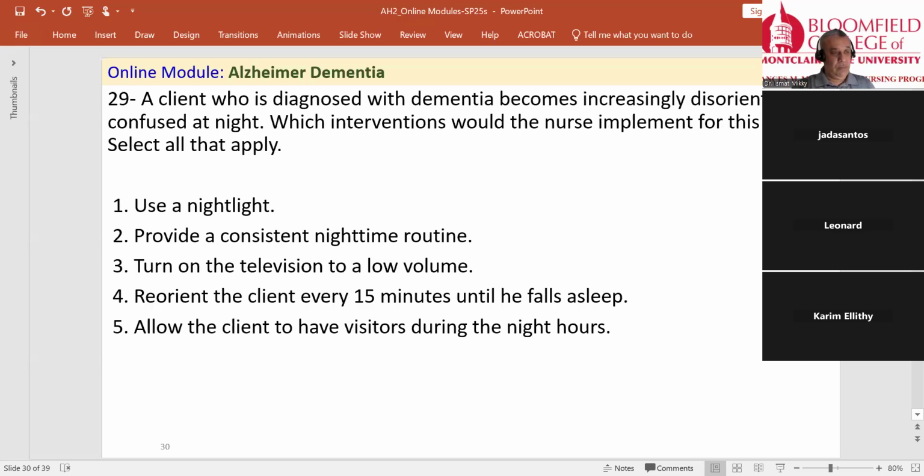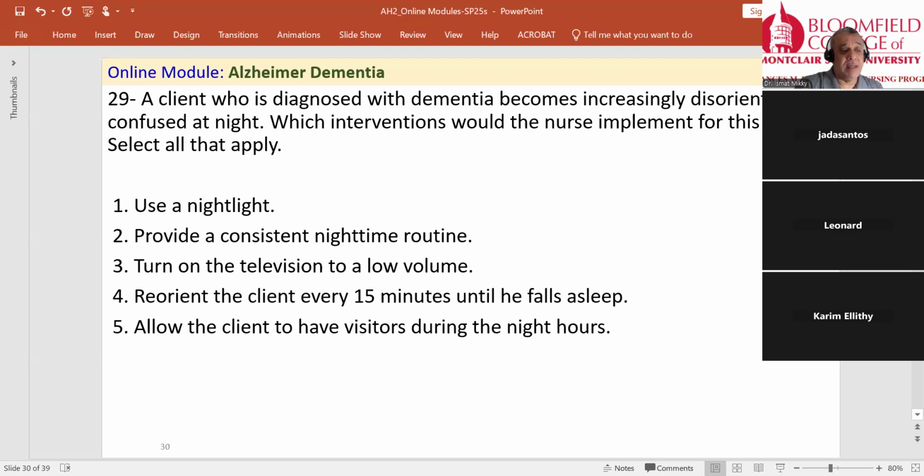Question 29. A client who is diagnosed with dementia becomes increasingly disoriented and confused at night. Which interventions will the nurse implement for this client? Select all that apply. Use a nightlight. Provide a consistent nighttime routine. That's it, right?